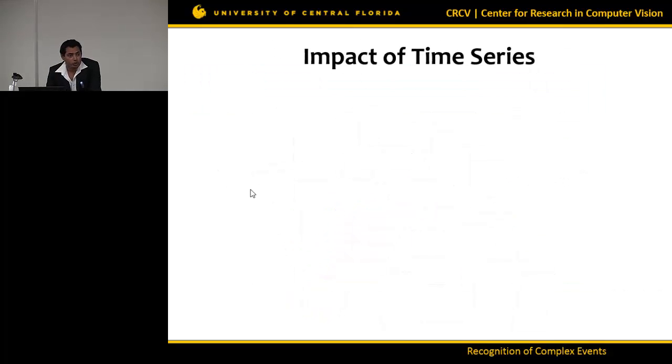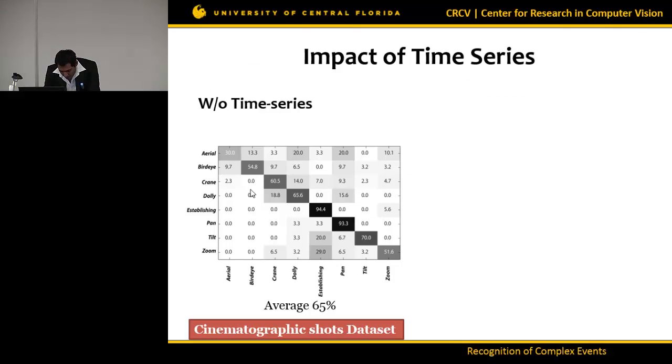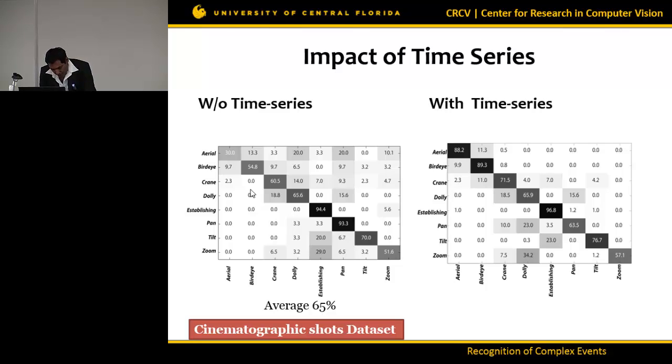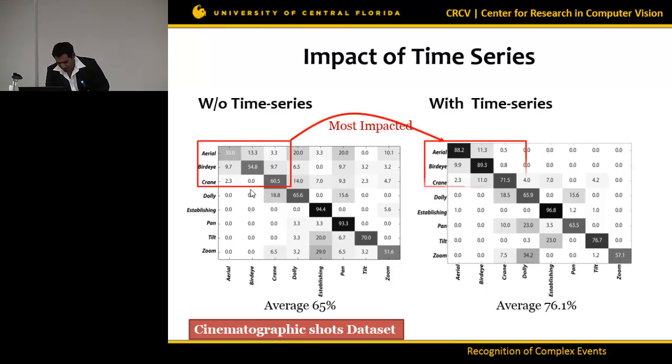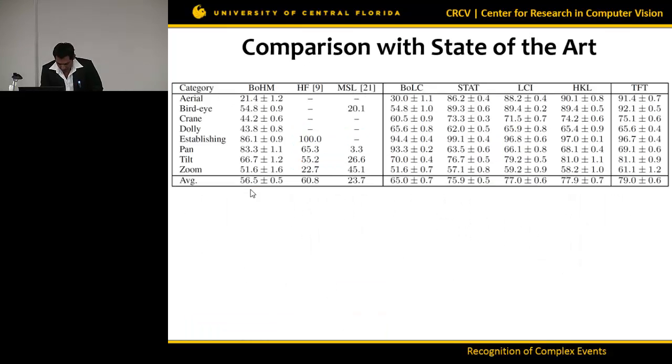Finally, we show some results on using the time series. Here on the left, the confusion matrix shows what you can get without time series, and with time series. We see a definite improvement from 65% to 76% here.